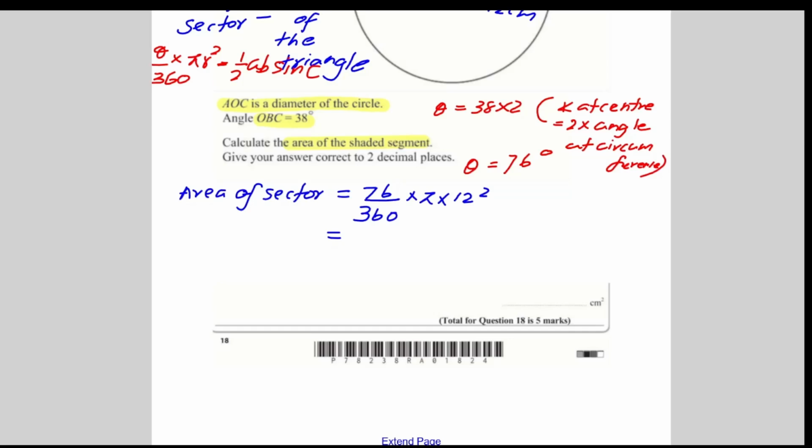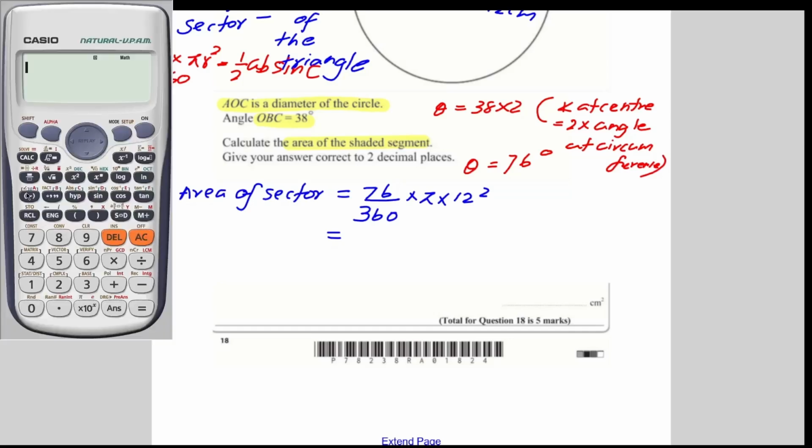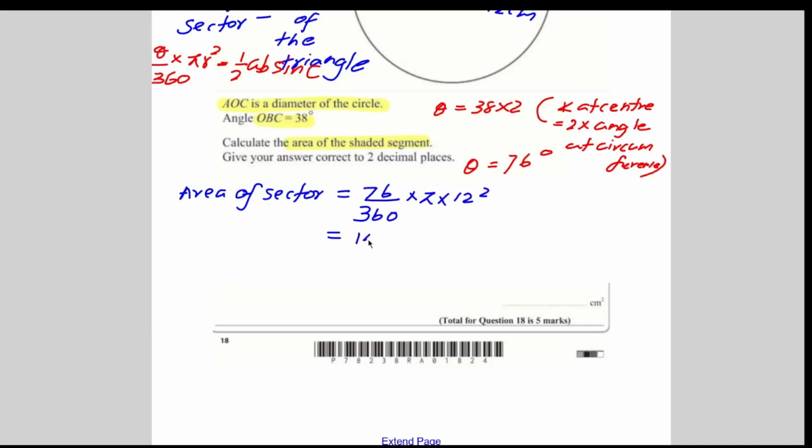So let's get the value with this one. 76 into pi into 12 squared over 360. That gives 152 over 5 pi. Right, this is the area of the sector.